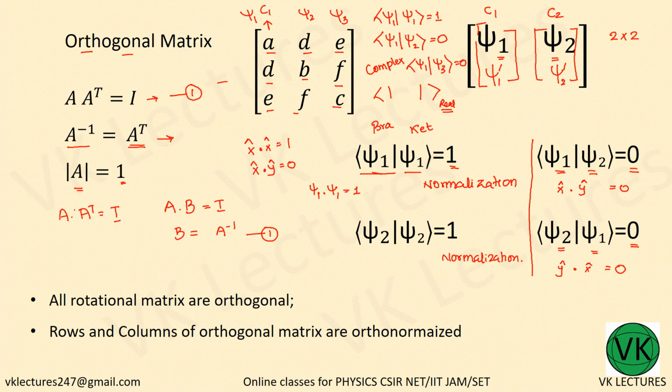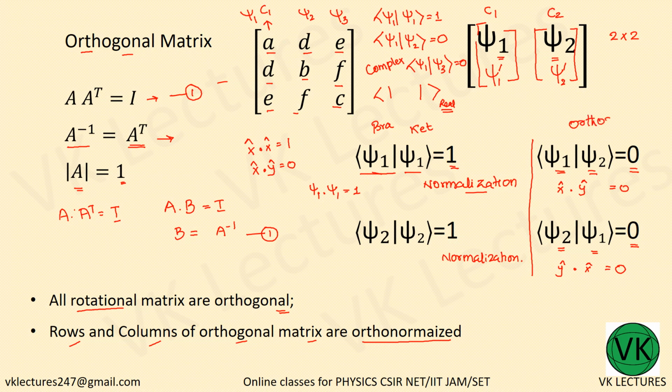Okay, now two points regarding the orthogonal matrix. All rotational matrices are orthogonal, and the rows and the columns of an orthogonal matrix are orthonormalized. These two conditions: this is normalization, this is the orthogonal condition.